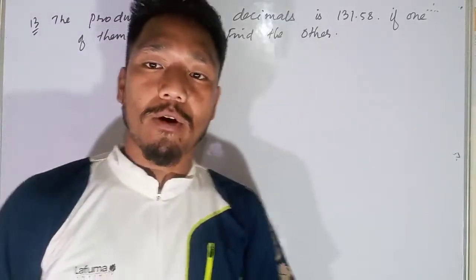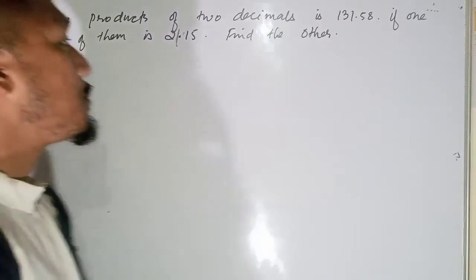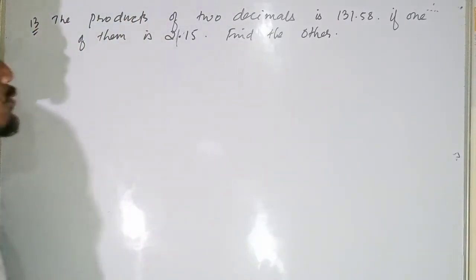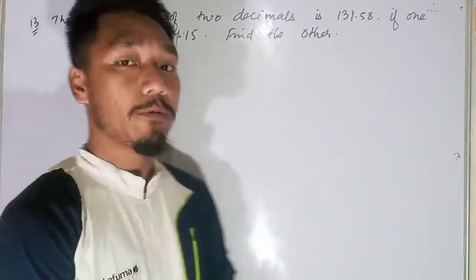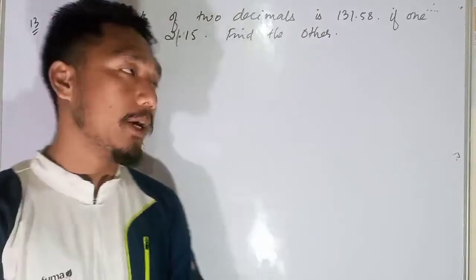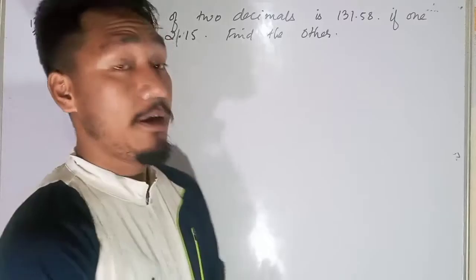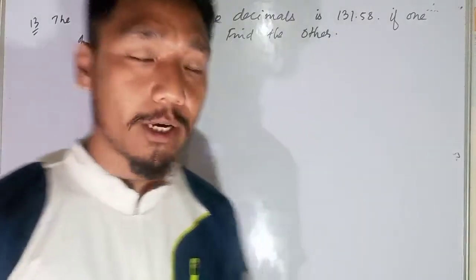So this question is very important according to my viewpoint. The product of two decimal numbers is 131.58. If one of them is 2.15, then find the other. So here there are two numbers. If you multiply the two numbers, you will get 131.58. But if one number is given as 2.15, then what will the other number be?